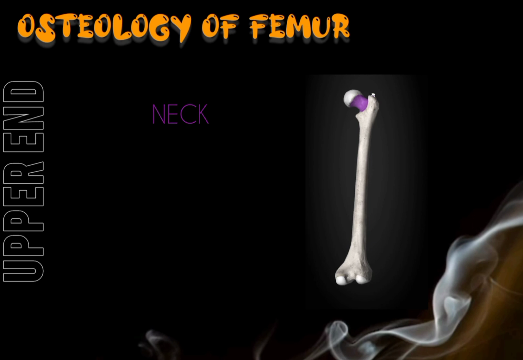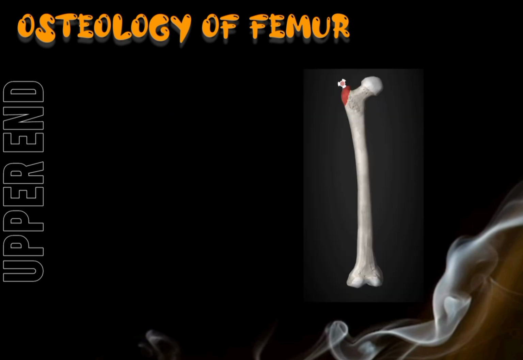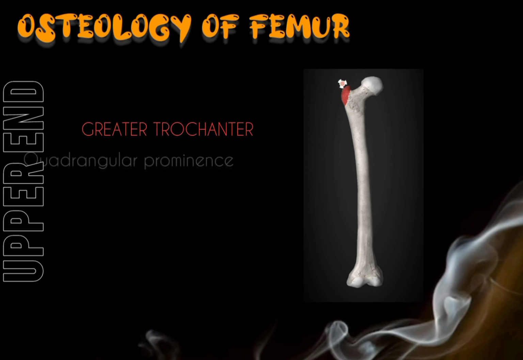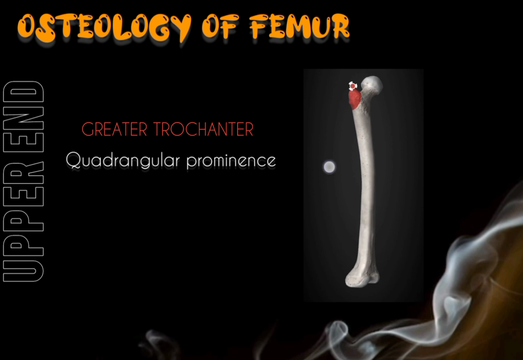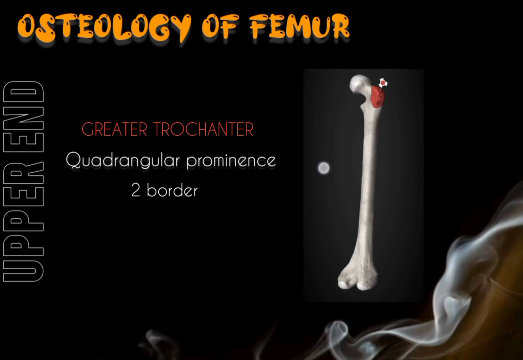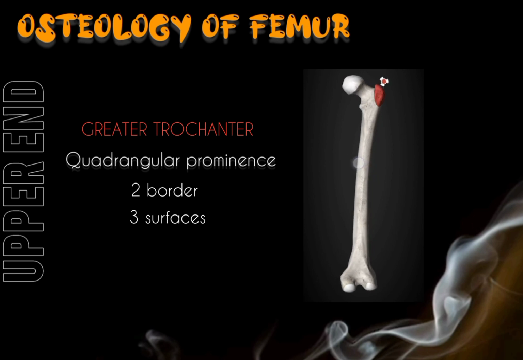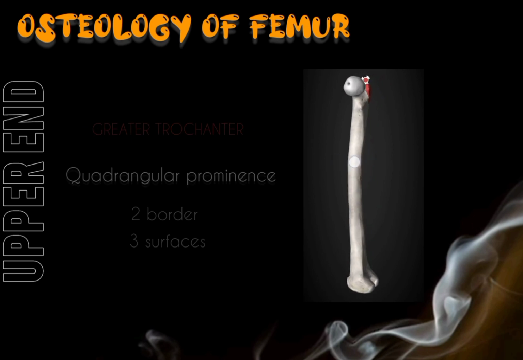a frequently asked question. Now the third feature of the upper end is the greater trochanter. It is a large quadrangular prominence located at the upper part, marked here in red. If we talk about the features of the greater trochanter, you will see that it has two borders, the upper border and the posterior border, which is present posteriorly, and it has three surfaces: the anterior surface, the medial surface, and on the lateral side you will see the lateral surface of the greater trochanter.